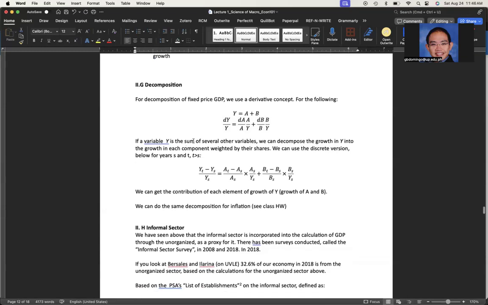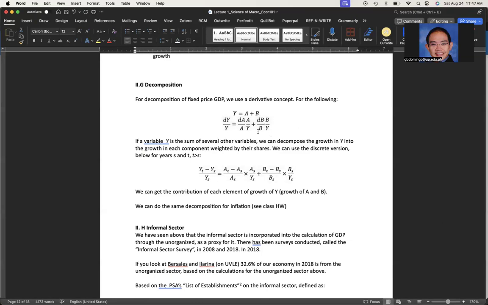So if the variable y is a sum of several other variables, you can decompose the growth in y into the growth of each component weighted by their shares. You can see that right now in derivative form. So dy over y, the growth in y, is going to be equal to the growth in a times the share of a in y, a over y is the share, plus the growth in b, db over b, times the share of b in y.